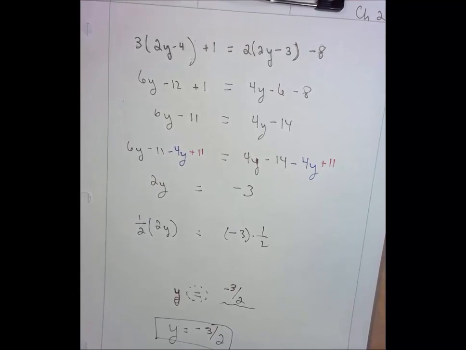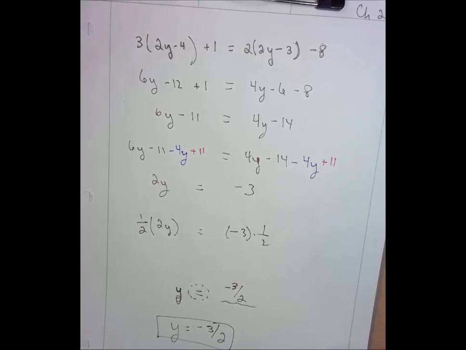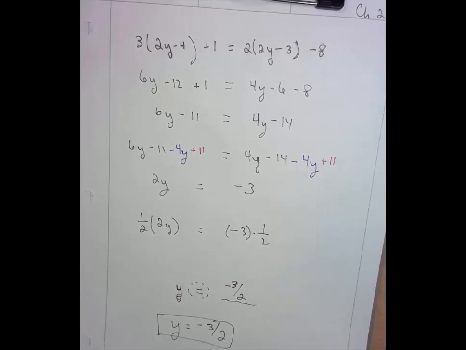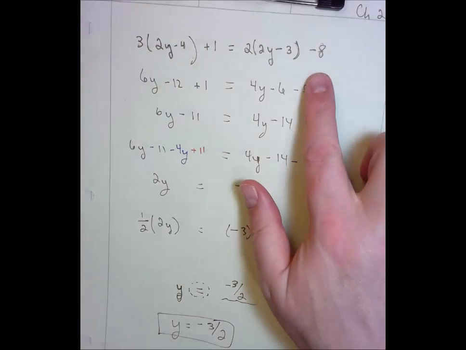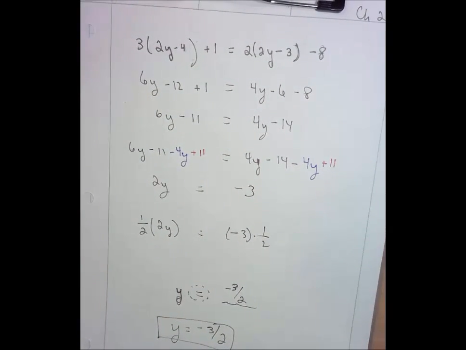The numerical solution to that mess at the top of the page is y equals -3/2, meaning that -3/2 is the one and only magic number that, when plugged into this equation, will make a true statement.